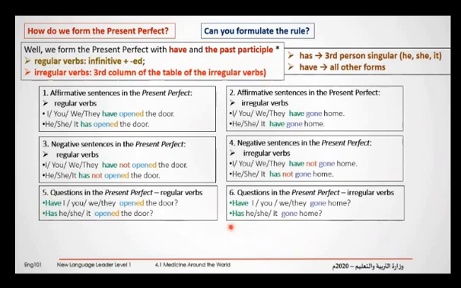For questions with the irregular verbs, have I gone home? Has she gone home? So now look at these rules again. Try to write down any notes or just screenshot this.